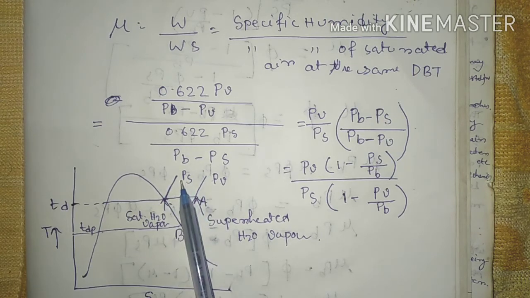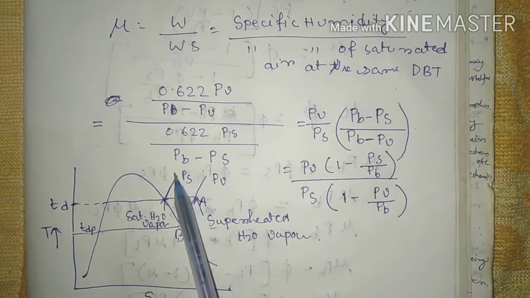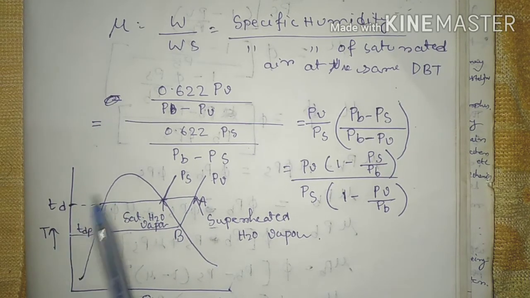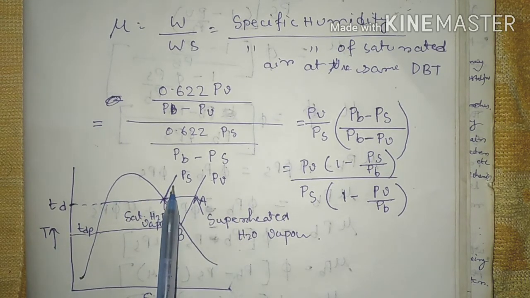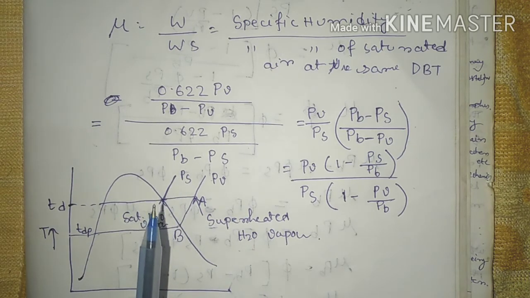Suppose that it reaches PS, and that PS is cut at a particular point, which is basically the saturation state, or saturated water vapor, the corresponding partial saturated point. The corresponding temperature is TD. Now obviously PV reaches PS when the specific humidity is maximum, right?